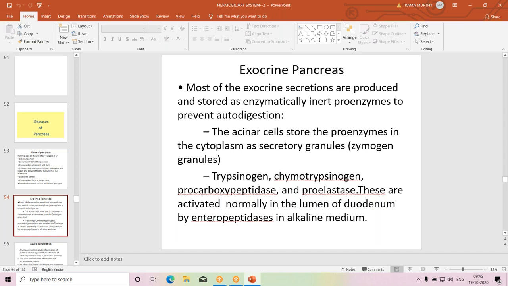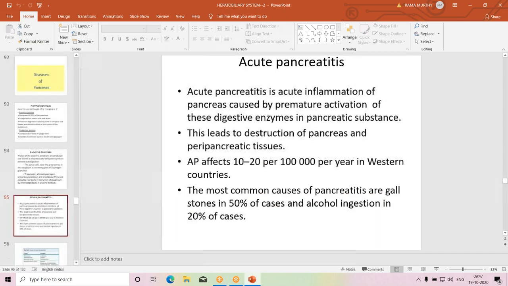If they are activated prematurely, that will cause autodigestion of the pancreas. So that is the disease that produces inflammation. The condition of acute pancreatitis is because of autodigestion by the prematurely activated enzymes produced by the pancreas itself. As a result of this digestive action, there is inflammation of the gland. Acute pancreatitis is acute inflammation of the pancreas caused by premature activation of these digestive enzymes in the pancreatic substance. So there is destruction of the pancreas and peripancreatic tissues.